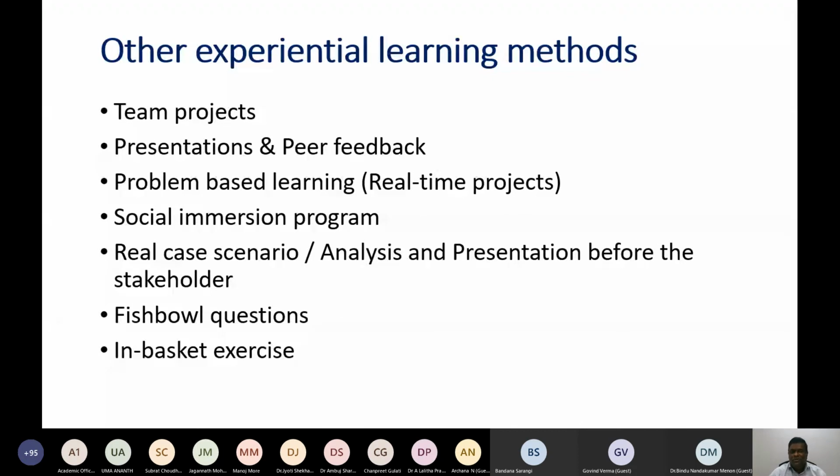Problem-based learning is another tool, but again, from personal experience, I'm trying my level best to get some real-time projects, but still I could not completely implement this idea of problem-based learning. It's another important tool or learning method that we can use. Social immersion program, you can assign, ask them to spend some time with some NGOs or some socially relevant projects, and then they can come and share that experience.